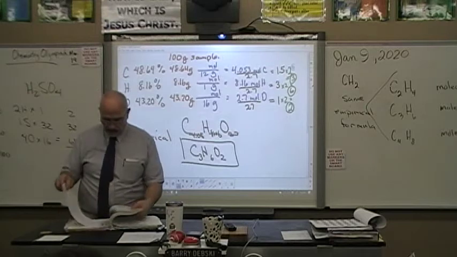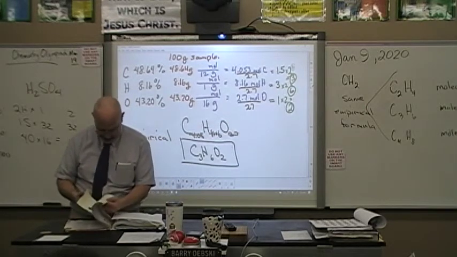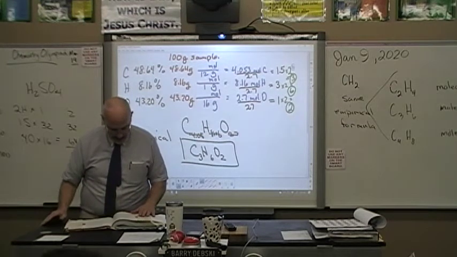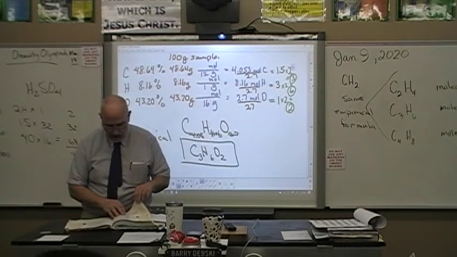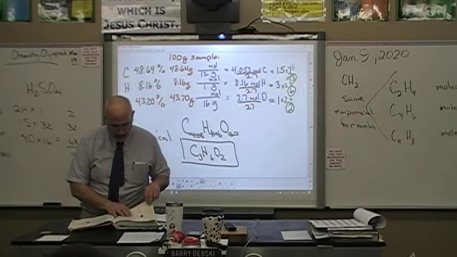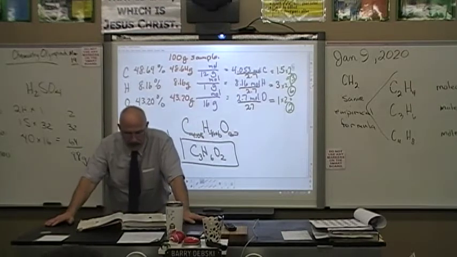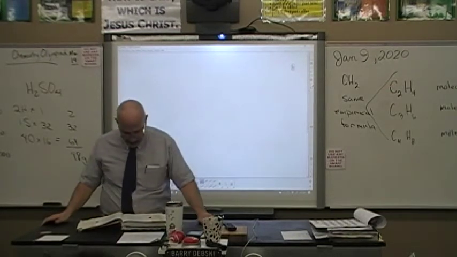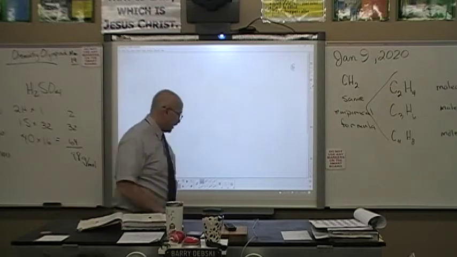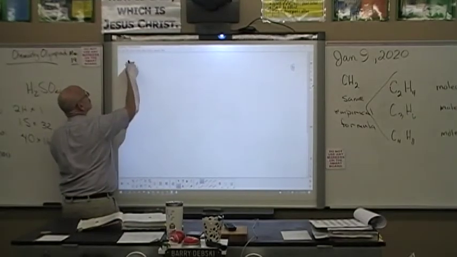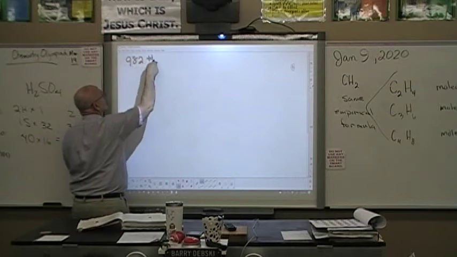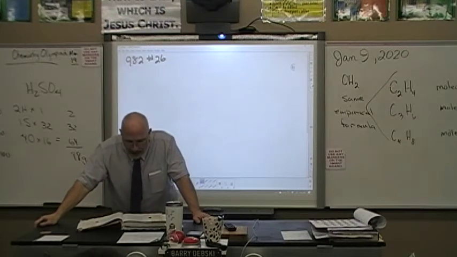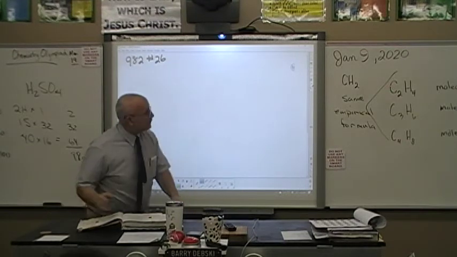Okay, let's do another one. I'm going to take one from the back of the book here, page 980 something or other. Analysis of a compound indicates the percent composition of, and this is on page 982 if you like, number 26. Just in case I accidentally give it to you for homework sometime in the next couple days. Okay, nope, it's not 26, it's 27. Sorry.